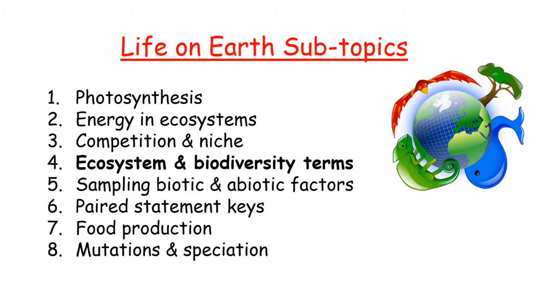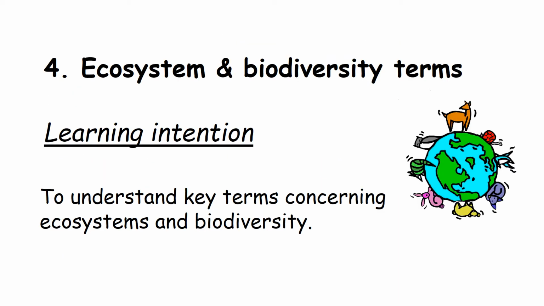But now we're going to push on. We're going to start looking at Unit 3 of the National 5 course, which is called Life on Earth. You'll see on this slide, the section highlighted is section 4, ecosystem and biodiversity terms. That's the thing we're going to start off with because it's nice and easy to ease you into the unit, and it's just an introduction to some of the new terminology that you're going to be learning about. So today's learning intention is for you to understand the key terms concerning ecosystems and biodiversity.